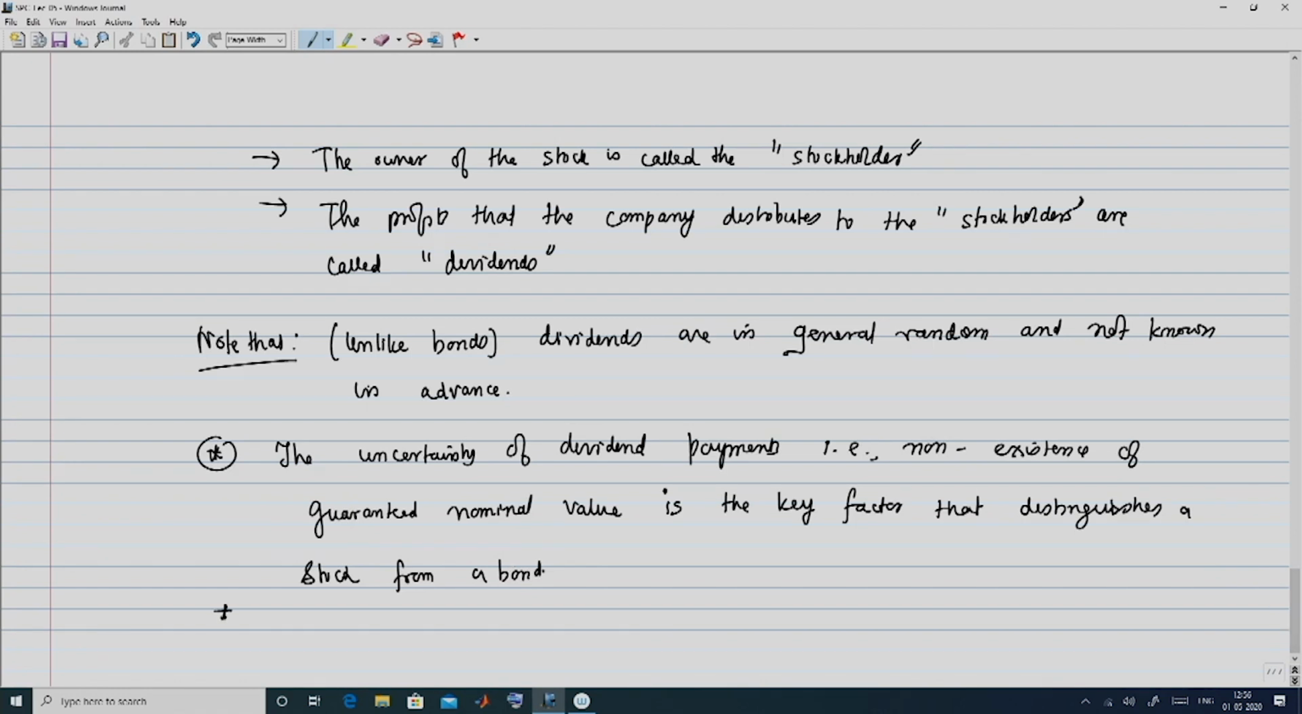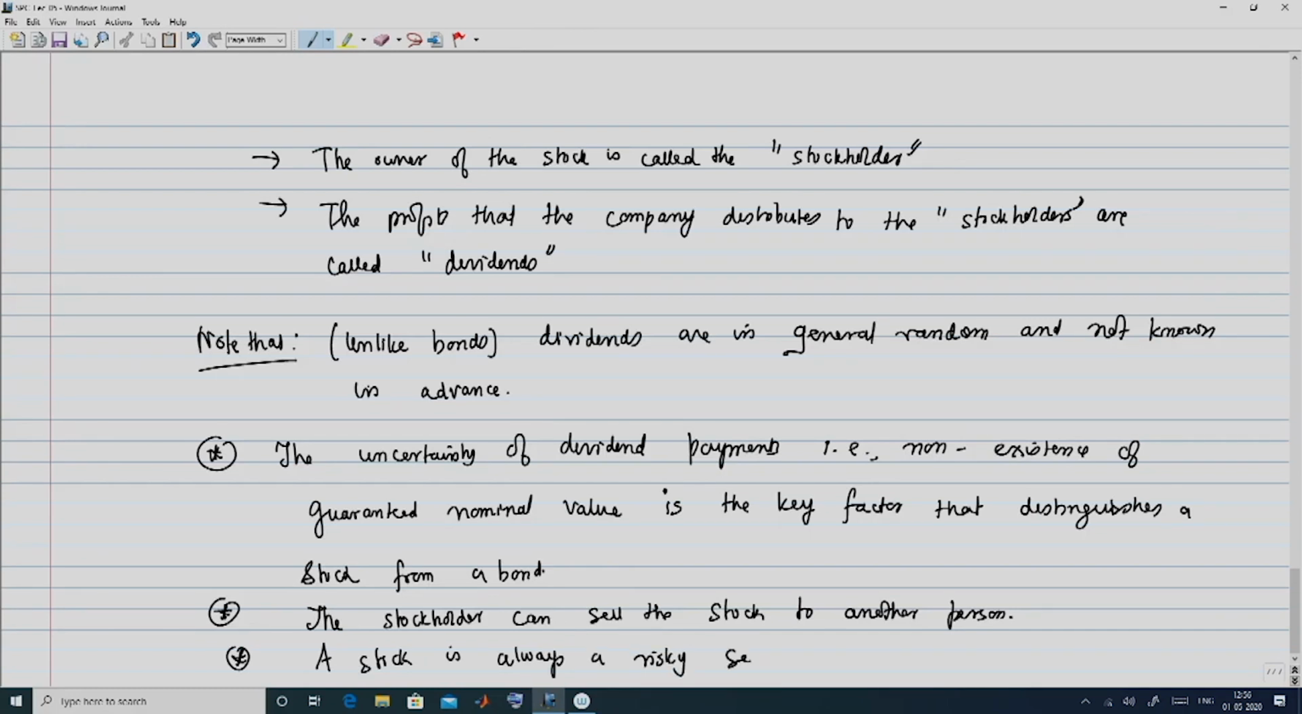And the second observation that I want to make is that just like bonds can be sold to another creditor, likewise the stockholder can sell the stock to another person. And the third point that I want to make is that a stock is always a risky security.